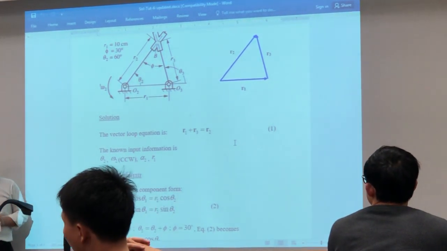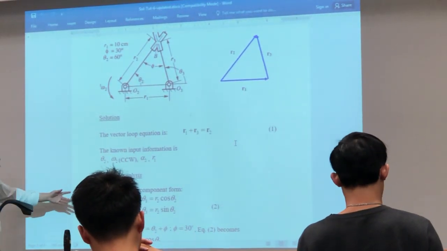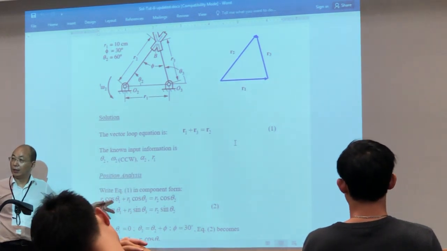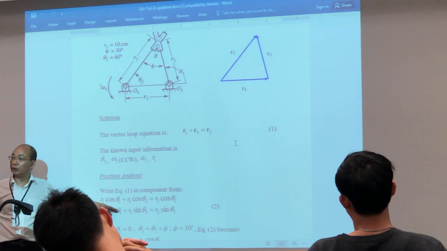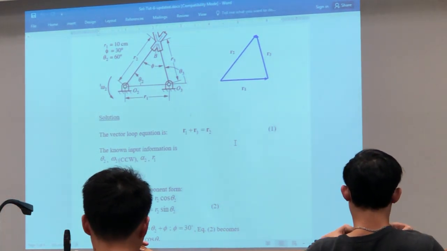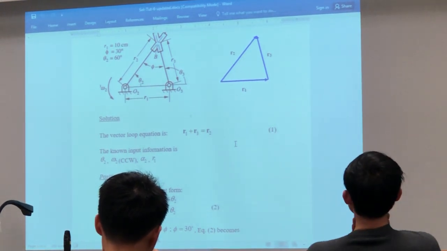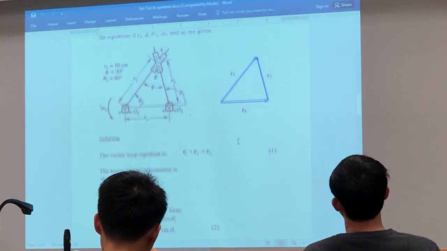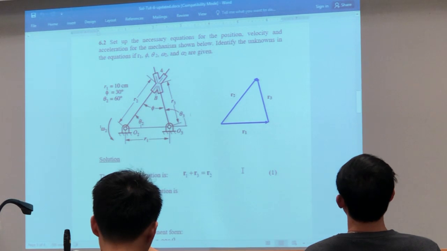And after you have the x, y components equation, we said you have two scalar equations. Two scalar equations, how many unknowns can you solve? Two. Then we are going to identify which are the two unknowns. According to the question, you say which one is the input link.